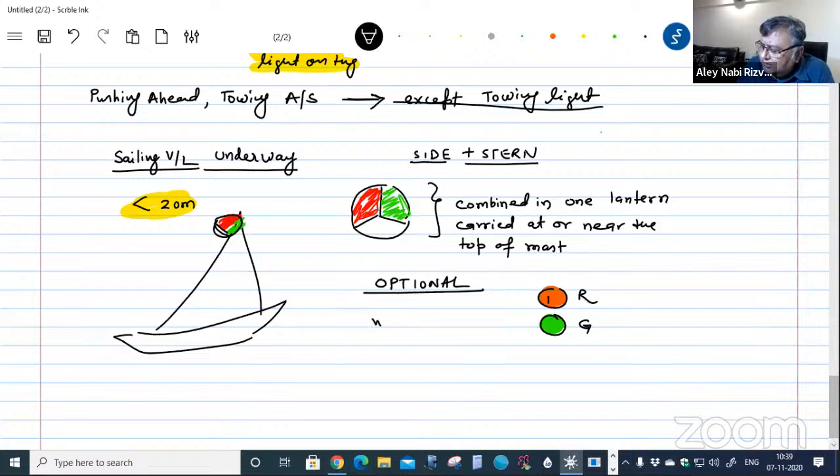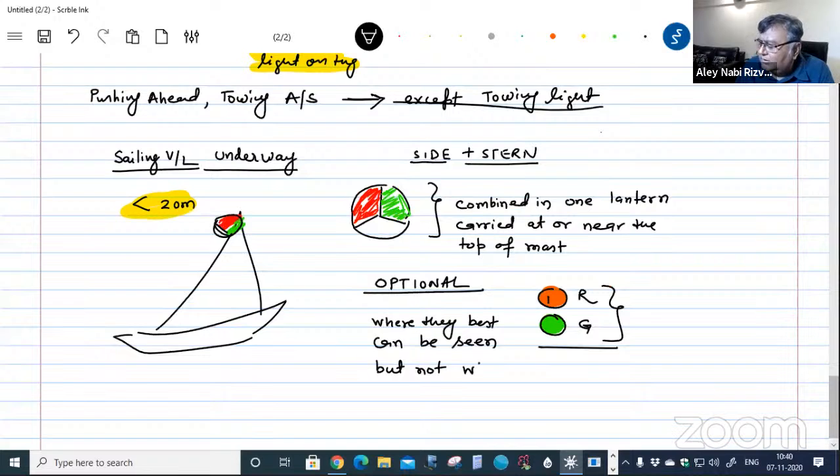Where they best can be seen. But these lights definitely will not be placed when you are having a combined lantern, not when the combined lantern is used.